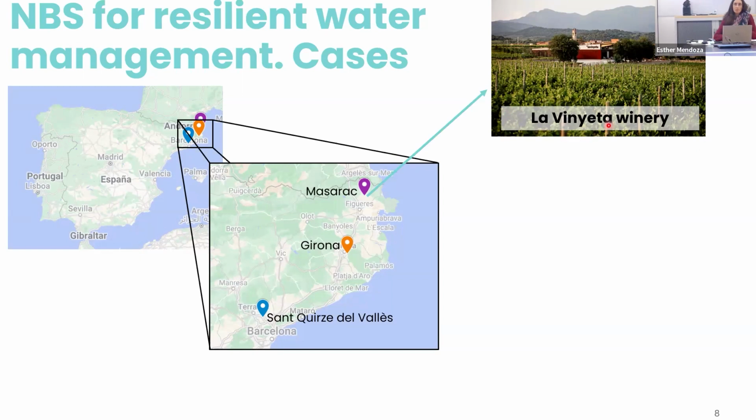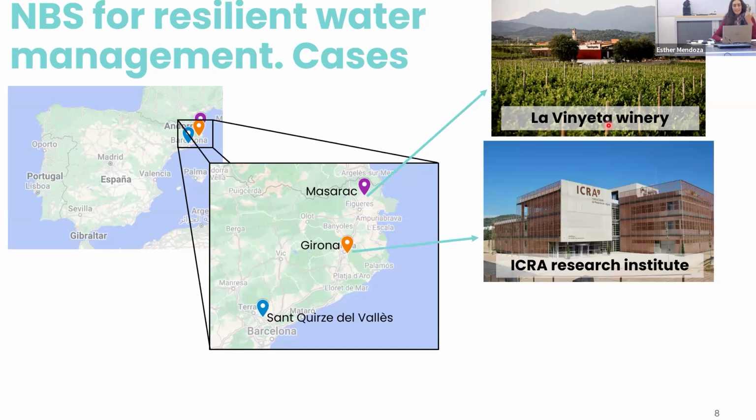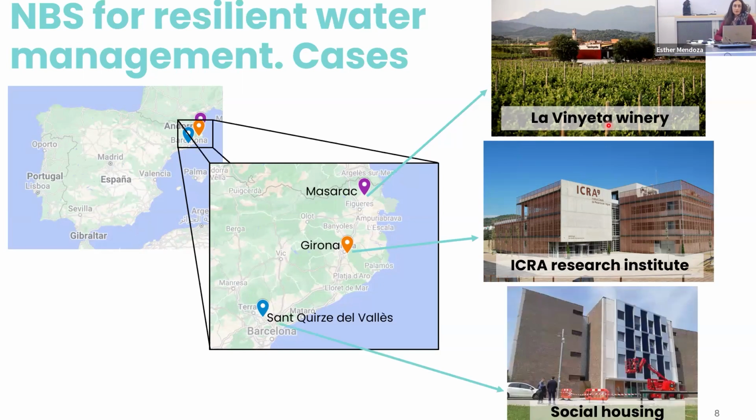And there is a cheese factory as well, and they have 2 rooms for guests, and also a meeting room. So they have a combination of different types of water and activities as well. Then here at ICRA, in our research institute, we have super recently installed a green wall for greywater treatment. And finally, next to Barcelona, there is Sant Quirze del Vallès, a village in which there is this social housing, where there is another solution that I will show you now.